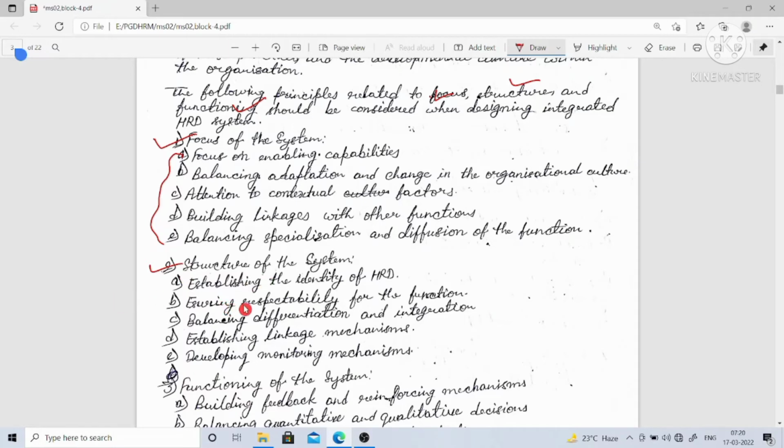A given, establishing the identity of human resource development. B, ensuring respectability for the function. C given, balancing differentiation and integration. D given, establishing linkage mechanisms, and E given, developing monitoring mechanisms. So these are the things which should be kept in mind while designing human resource development system. So these are the principles which should be kept in mind in the context of the structure of the system.